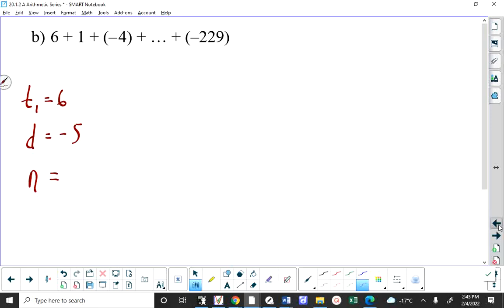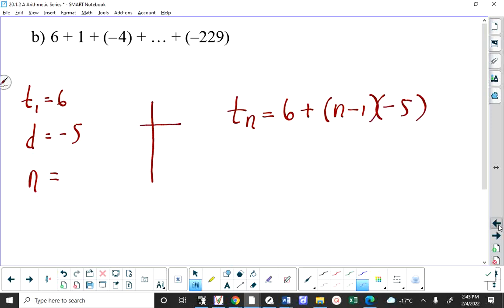So again, putting things into the general term formula will give Tn equals T1 plus n minus 1 times -5, and we need to know n when Tn is -229. Which means you need to solve this equation.